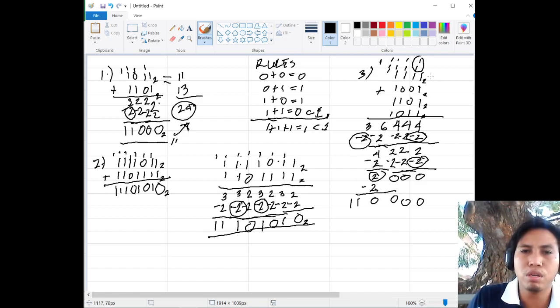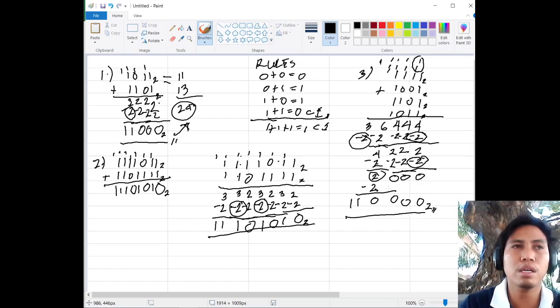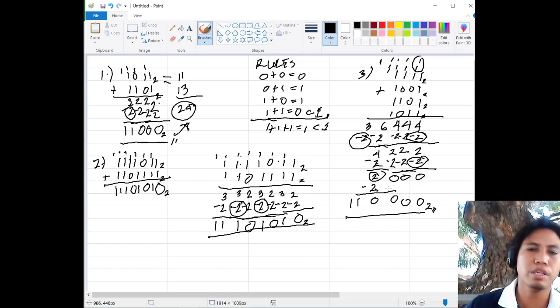Okay? So the result of 1, 1, 1, 1 base 2 plus 1, 0, 0, 0, 1, 0, 0, 1 base 2 plus 1, 1, 0, 1 base 2 plus 1, 0, 1, 1 base 2 is actually 1, 1, 0, 0, 0, 0 base 2. And that's it. That's the way you add binary. The same manner as adding decimal. Okay? So let's have another example.